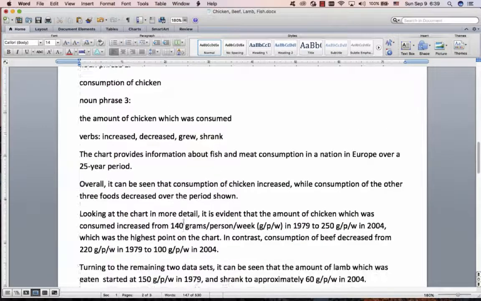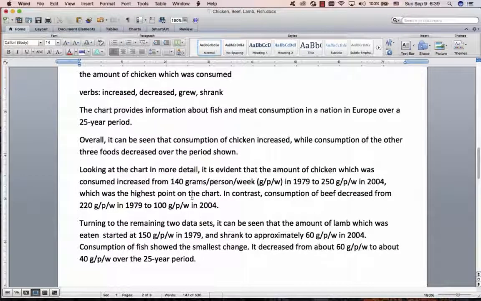Consumption of chicken increased. Don't use a number as the subject of your sentence. 140 grams was the number which, or something crazy. Students come up with crazy things. Just use these 3 noun phrases in the subject of your sentence. Later on, I will introduce to you a 4th noun phrase, but this is okay for now.